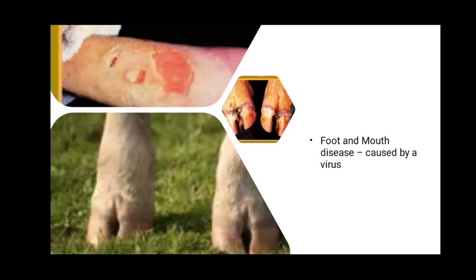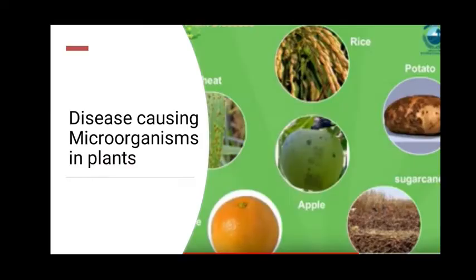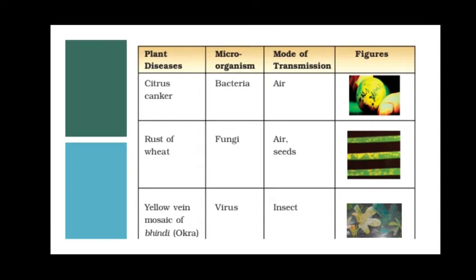Now let us move to the next part, that is disease-causing microorganisms in plants. So in plants also, microorganisms cause several diseases in plants like wheat, rice, potato, apple, sugar cane. Many other plant varieties get infected by many viruses and bacteria. So let us have a small look at a few examples, like citrus canker.